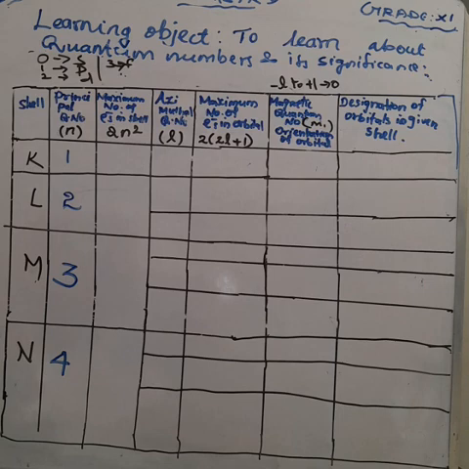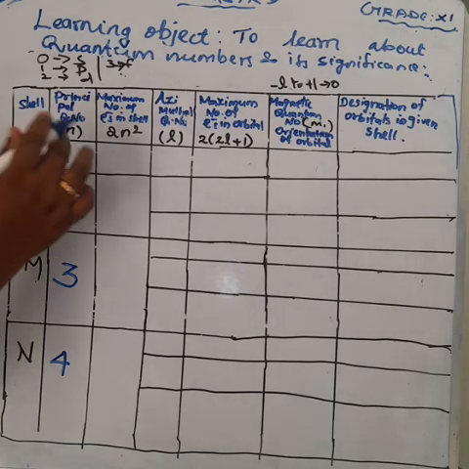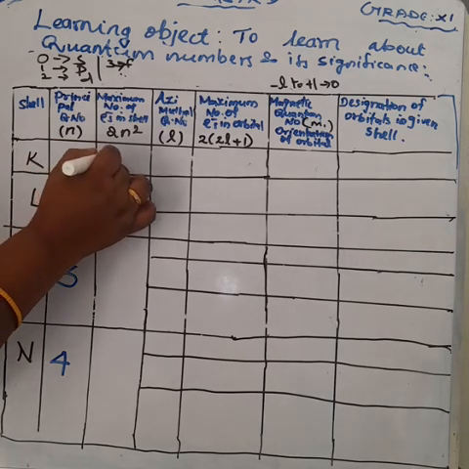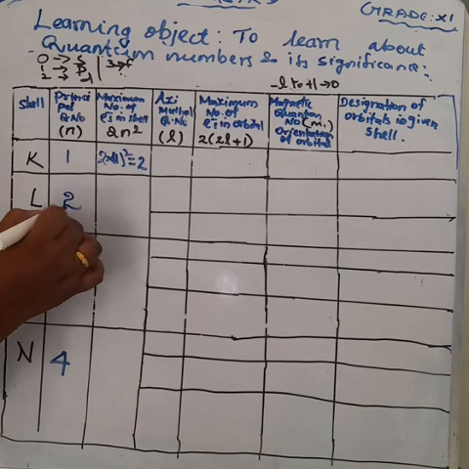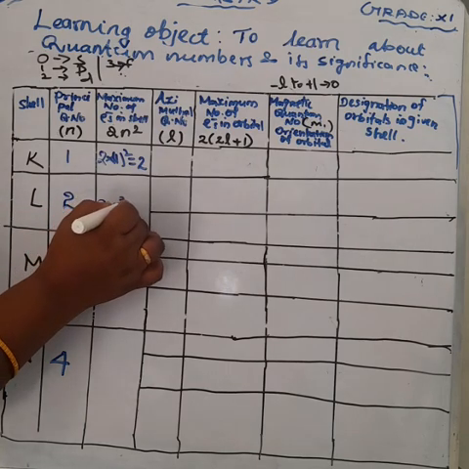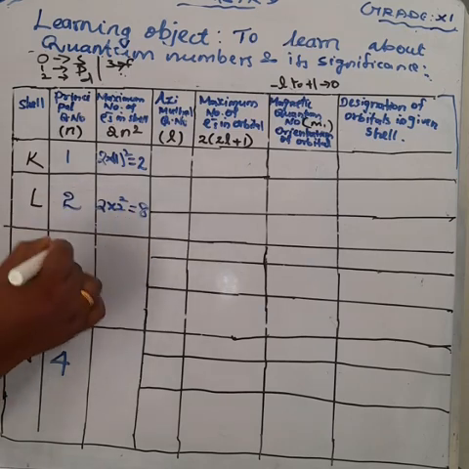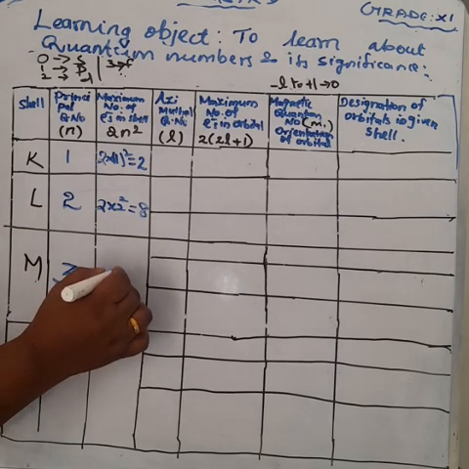Understood? And the maximum number of electrons in a shell: how many electrons can we accommodate in the K shell? That is given by the 2n square formula. 2 into 1 square is equal to 2. The second, L shell, n is equal to 2, so 2 into 2 square is equal to 8. And M shell, n is equal to 3, so 2 into 3 square is equal to 18.